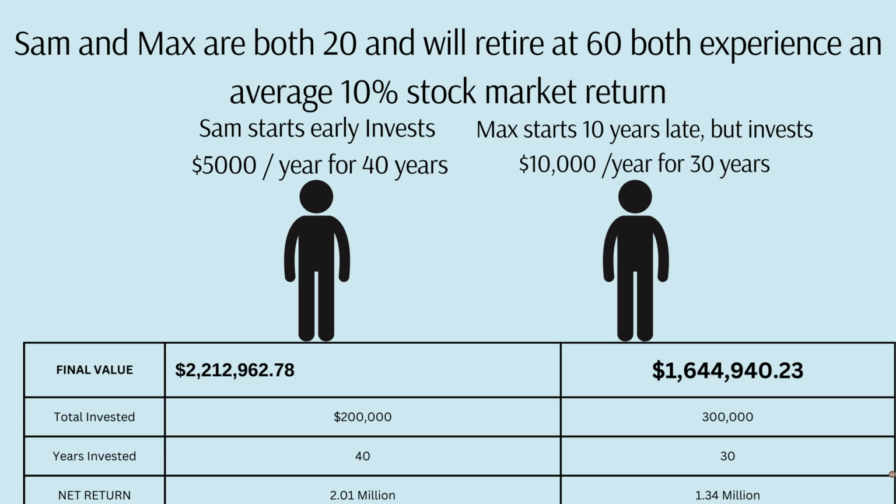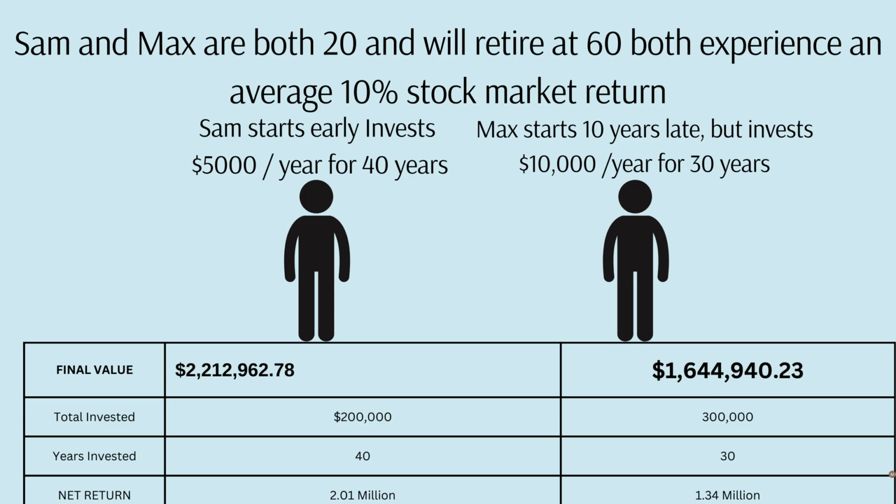So right off the bat, Max is going to invest more, but Sam ends up with more money because he started sooner. He actually ends up with a net return of over $2 million and a final cash value of $2.2 million, whereas Max invests $300,000, gets a net return of $1.34 million, and has a final balance of $1.64 million. There is no perfect way to generate a stock market return, and there's no guarantees that future performance will be indicated based off what the market has done in the past.